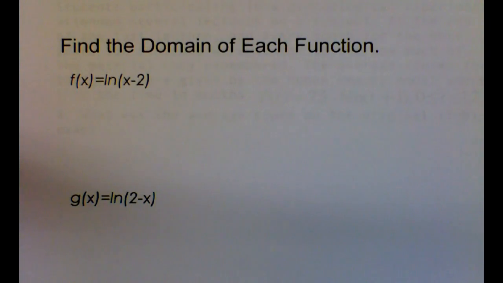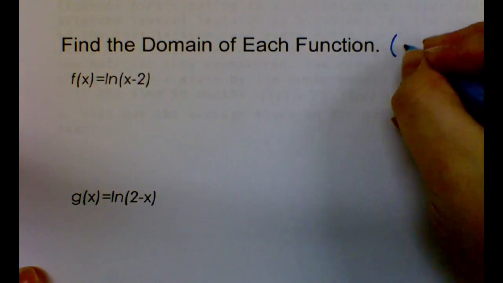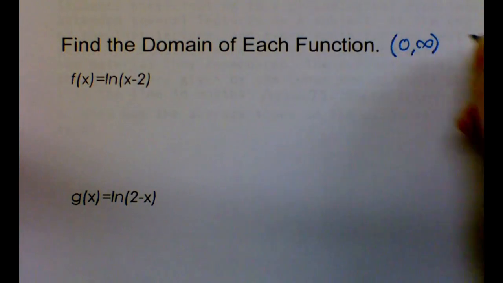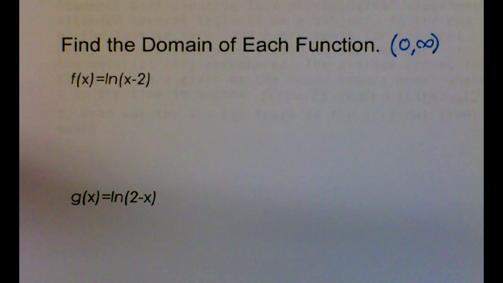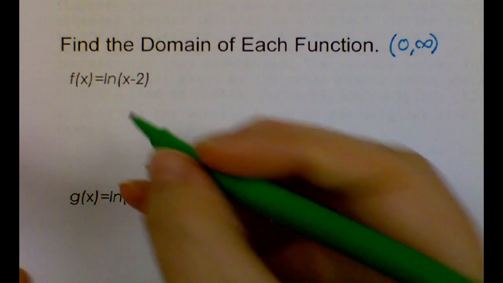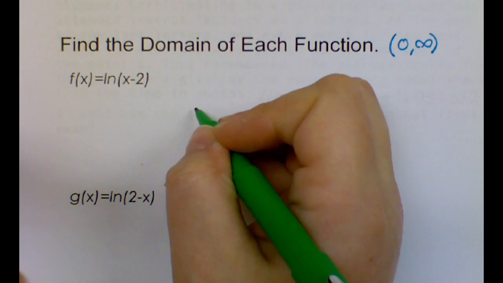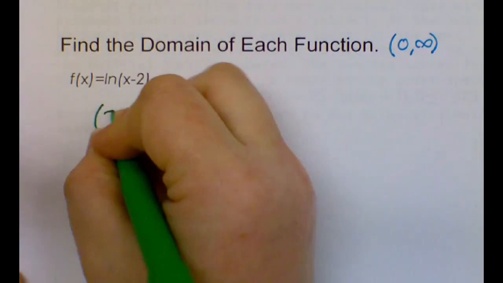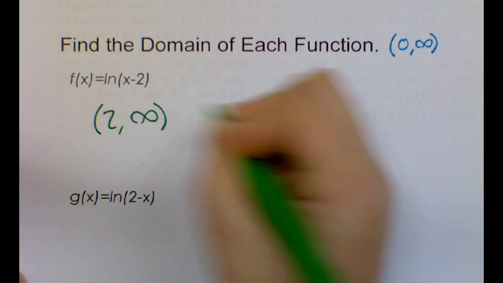For our domains, remember that the domain is usually 0 to infinity. So what does that mean if I shift my function 2 to the right? Well, if I shift it 2 to the right, instead of getting really close to 0, I'm going to get really close to 2. But I can still go up to infinity.